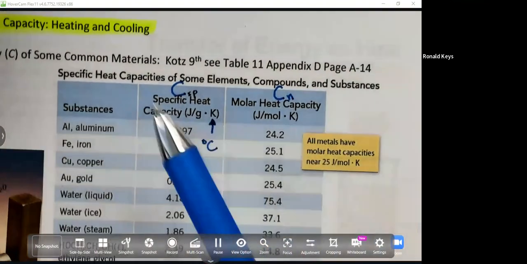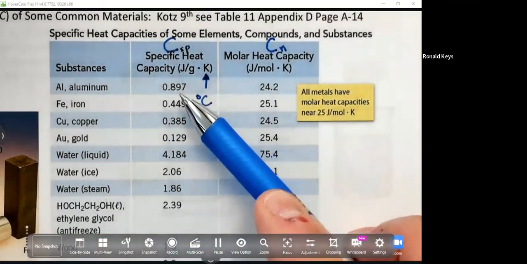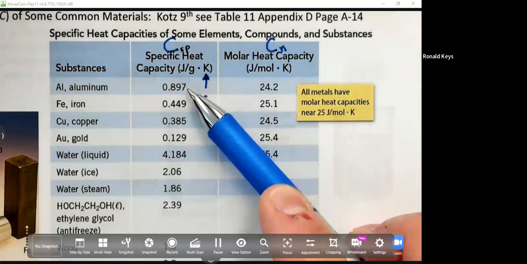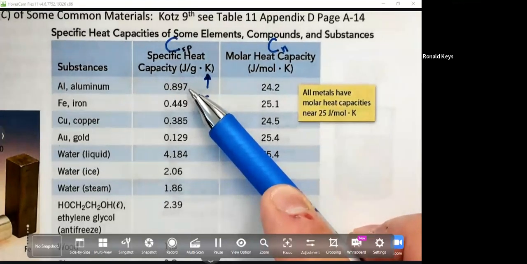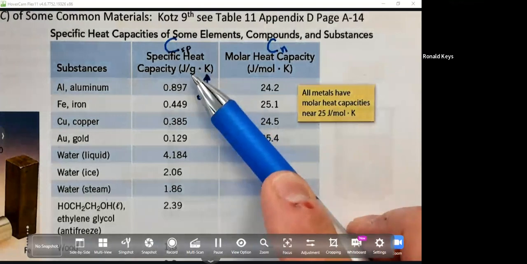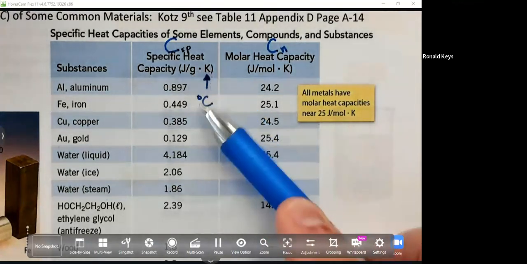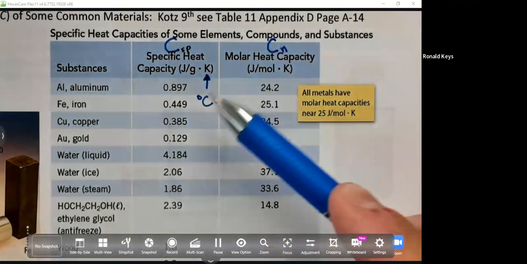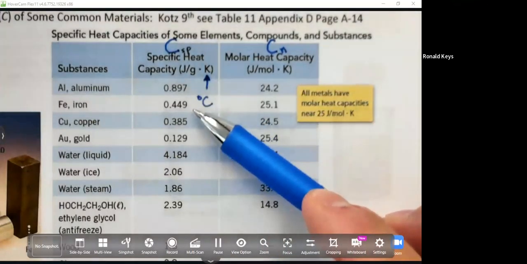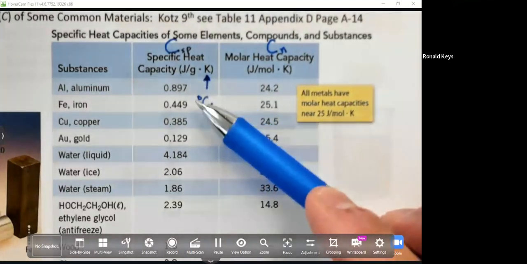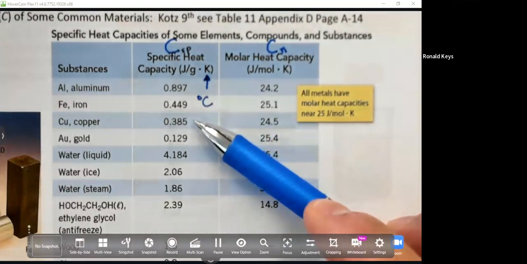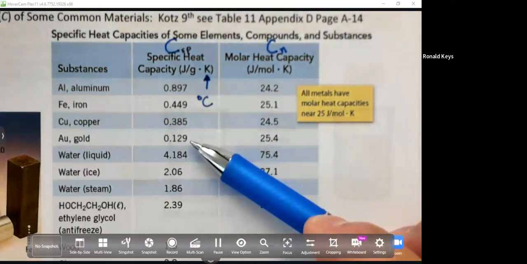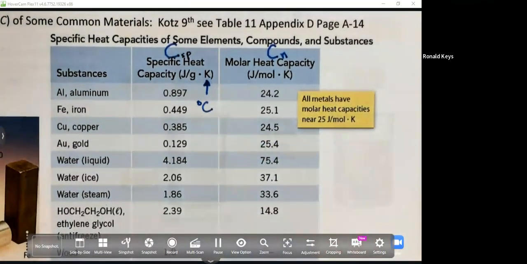So let's look at some of these values for aluminum. This is the amount of heat energy needed to raise 1 gram of aluminum 1 degree Celsius, in the unit of a joule. So notice aluminum is double iron. It takes more energy to heat up aluminum than it does iron. It takes less energy to heat up copper 1 degree Celsius. Gold even less.